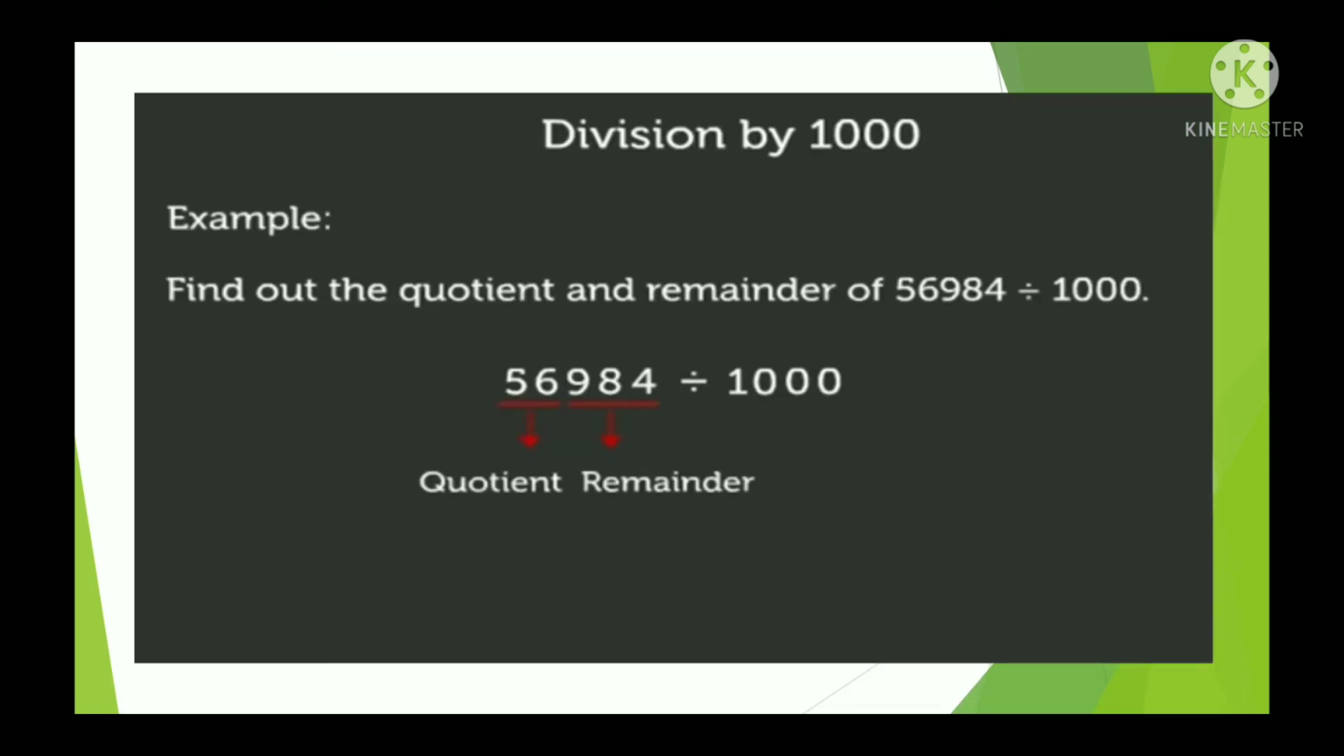Let's see with an example. How do we find out the quotient and remainder of division by 1000? Find out the quotient and remainder of 56,984 divided by 1000. Because we are dividing by 1000, the last three digits, which is ones, tens and hundreds place, will become the remainder and the remaining digits will become the quotient. So we can say 56 is the quotient and 984 is the remainder.